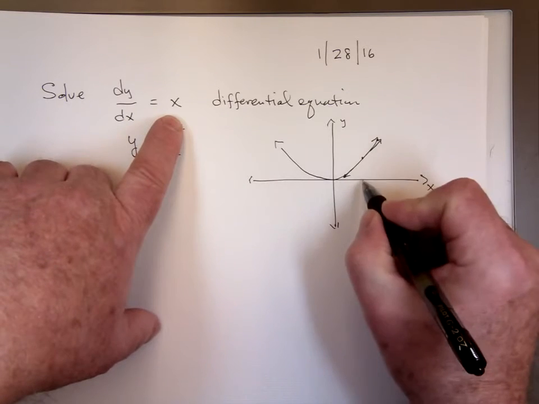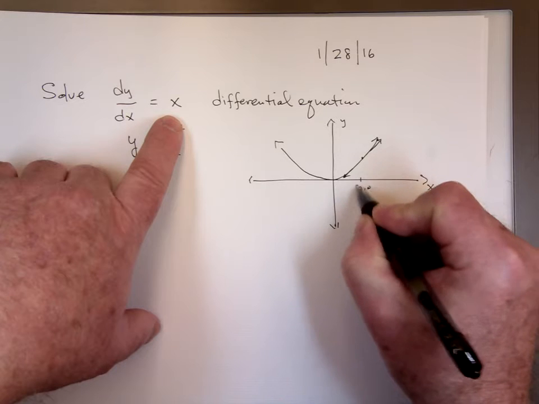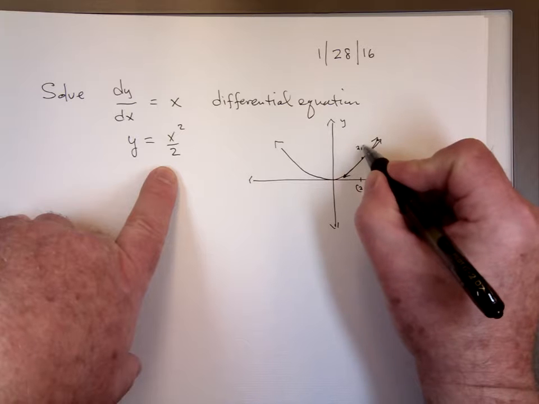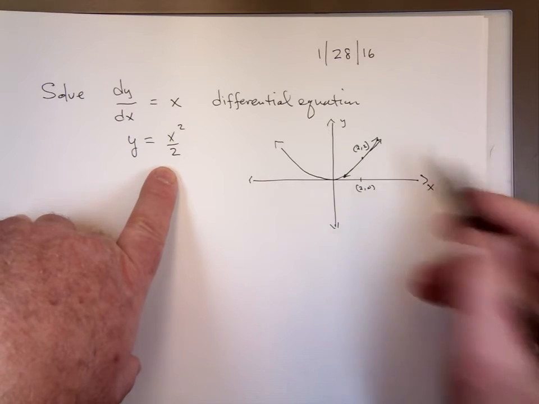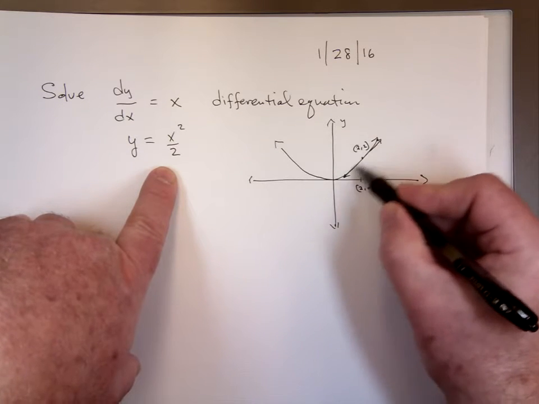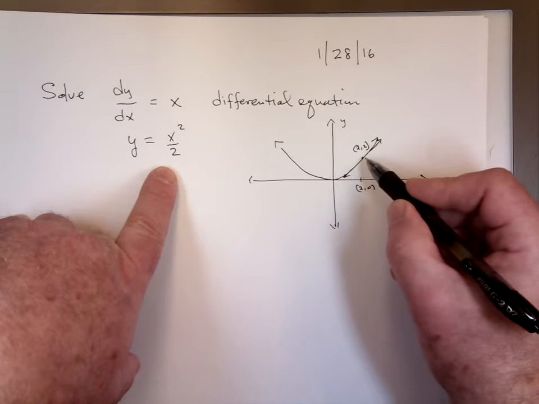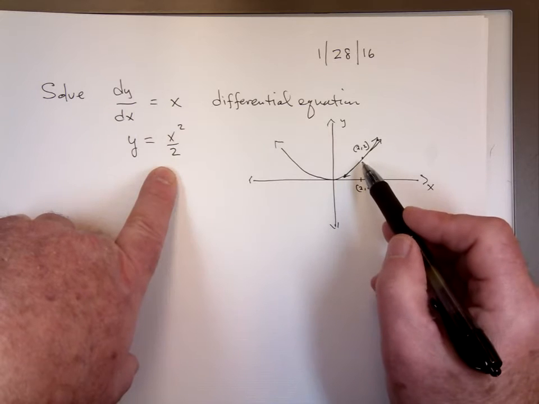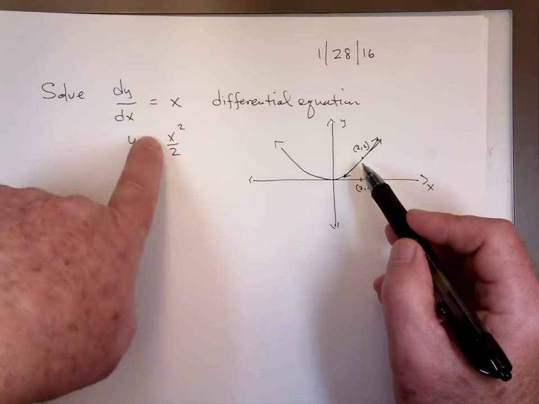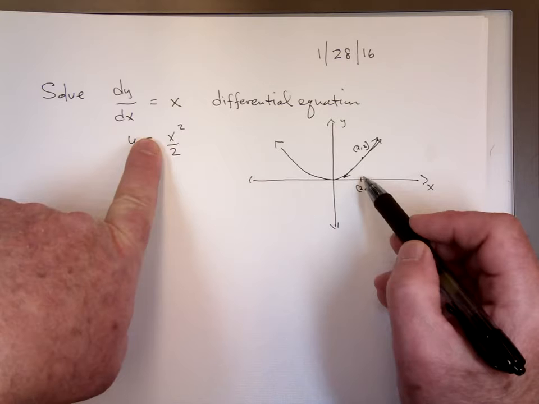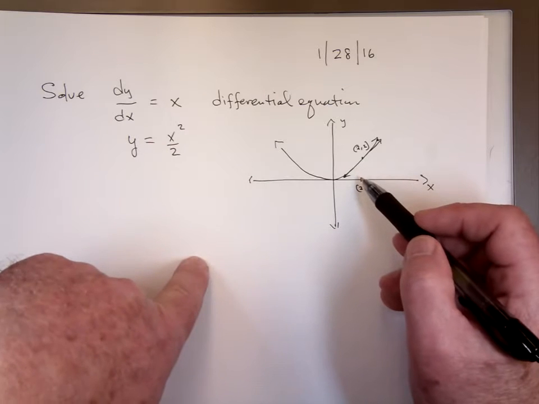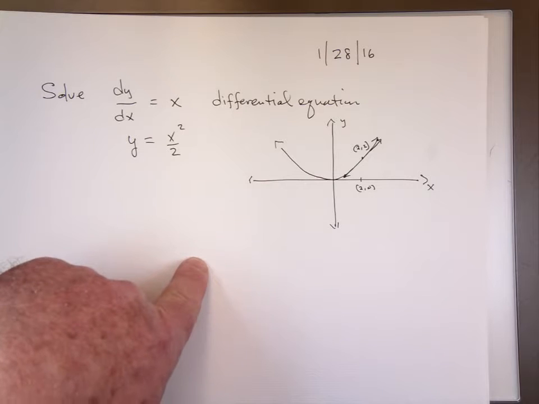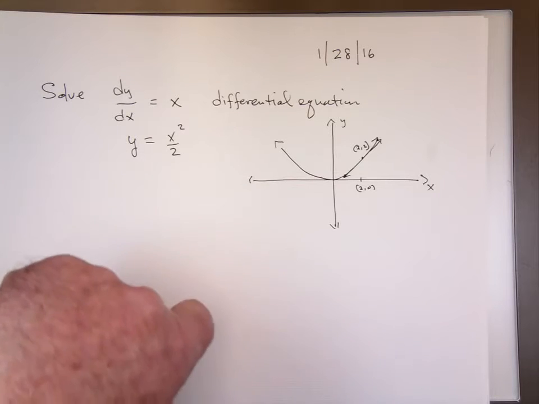So if this were at 2, say, and on the graph I'm at the point 2, 2, the slope of this tangent line at that point would be equal to x, which is 2. Okay? Slope of the tangent line, 2x over 2 would be x, which is equal to 2. That is a solution to this differential equation. But there are others, okay, which he implied by saying x squared over 2 plus a constant.